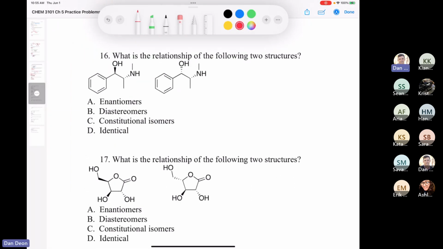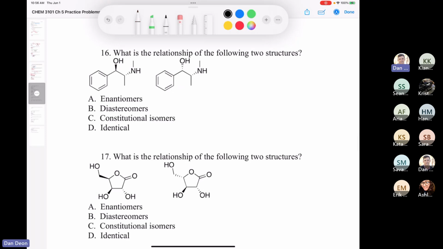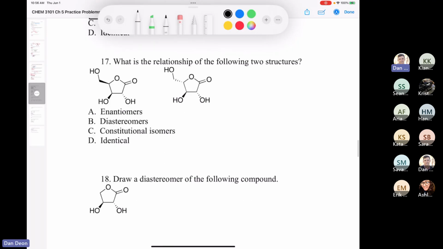What's the relationship between these two structures? Can anybody answer 16 for me? What's the relationship between these two compounds? Yeah, they're diastereomers, aren't they? They have the same configuration at one stereocenter and opposite at the other, right? So this compound is actually R, and this one is S, R. And so they're diastereomers, absolutely.